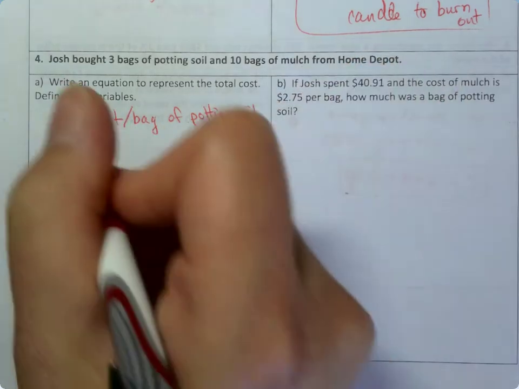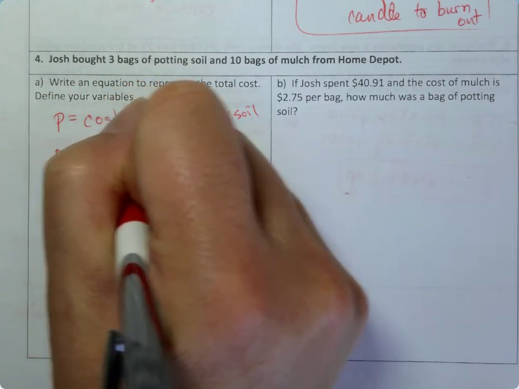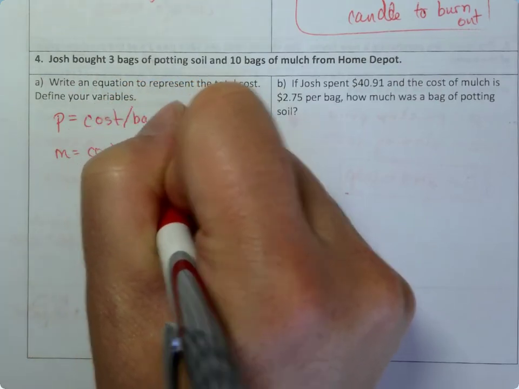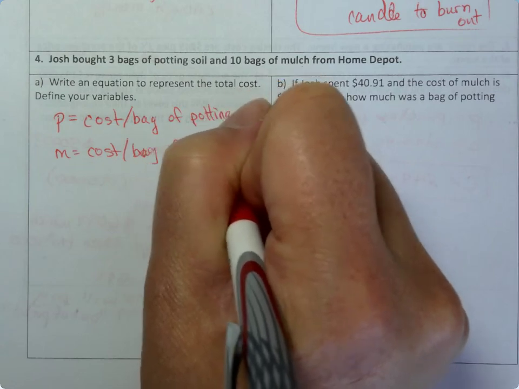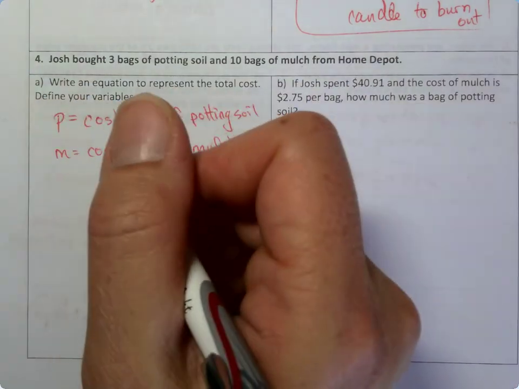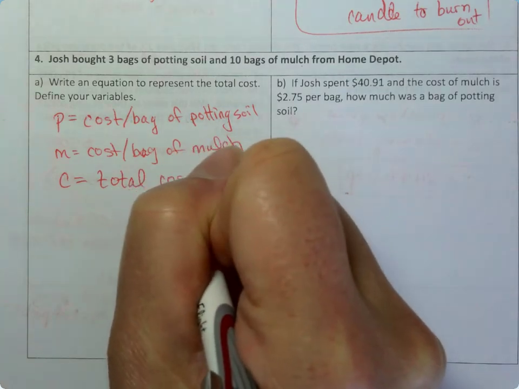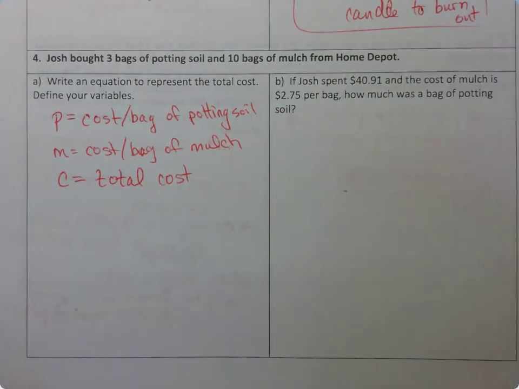I also don't know, I'll use M, and that is going to be the cost per bag of mulch. And then there's a third thing I don't know, guys. I'm going to use C, which is the total cost. So there's a lot of things that I don't know. But the big thing is that we're defining our variables correctly. P does not stand for potting soil. It's got to be a number, a quantity, an amount. So it's the cost of potting soil.